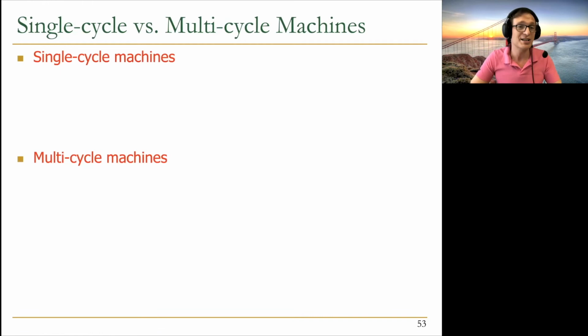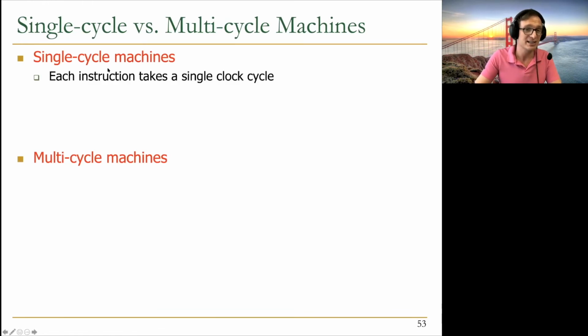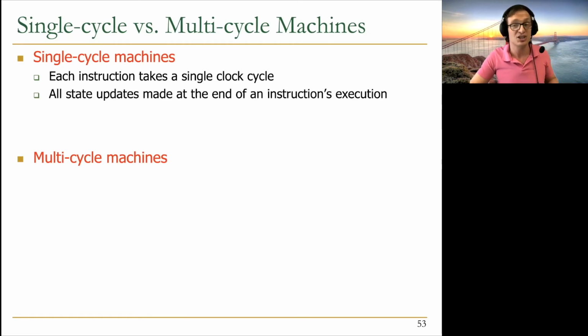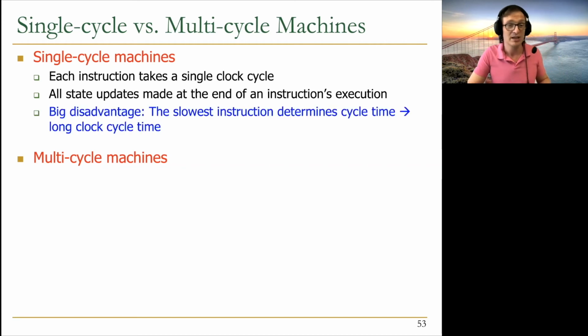Okay, so let's talk about single cycle and multi-cycle machines a little bit more. In the single cycle machine, each instruction takes a single clock cycle. We're going to examine that in depth. All state updates are made at the end of an instruction's execution, all architectural state updates, I should say. There's a huge disadvantage. The slowest instruction determines the cycle time, long clock cycle time. As a result, you get a long clock cycle time because some instructions just by nature are very slow, right? You need to do multiple memory accesses, for example, for a load instruction, right? You need to fetch the instruction, you need to decode it, you need to evaluate the address. Using that address, you need to access memory, and then you need to update the register file, and then you're done. And concurrently, you need to update the program counter, of course. So this may take a long clock cycle time, but then every instruction needs to take that long.